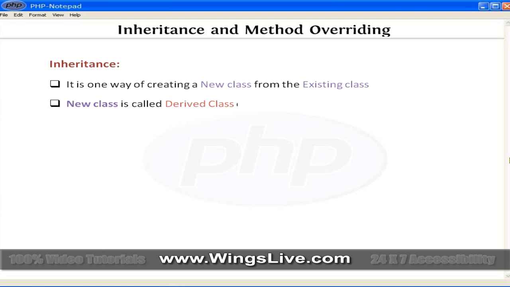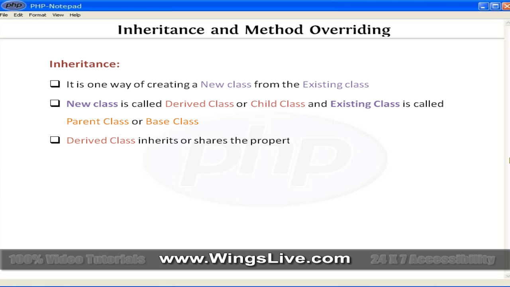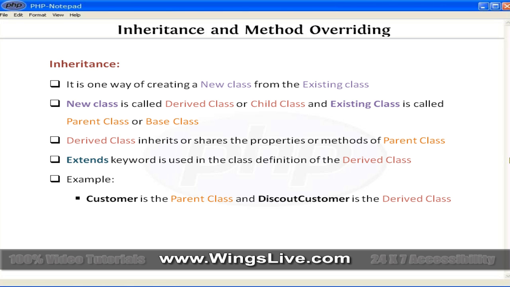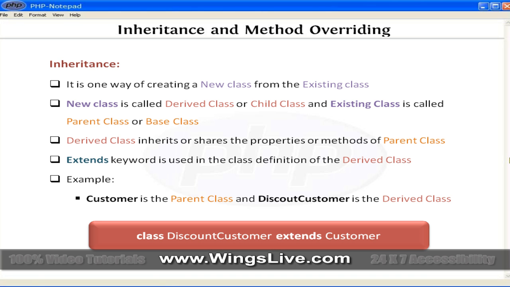The new class is called the derived class or the child class, whereas the existing class is called the parent class or the base class. The derived class inherits or shares the properties or methods of the parent class. Extends is the keyword which is used in the class definition of the derived class. Say, for example, customer is the parent class and discount customer is the derived class. Then the class definition of the discount customer would be like this. I hope you understand this.